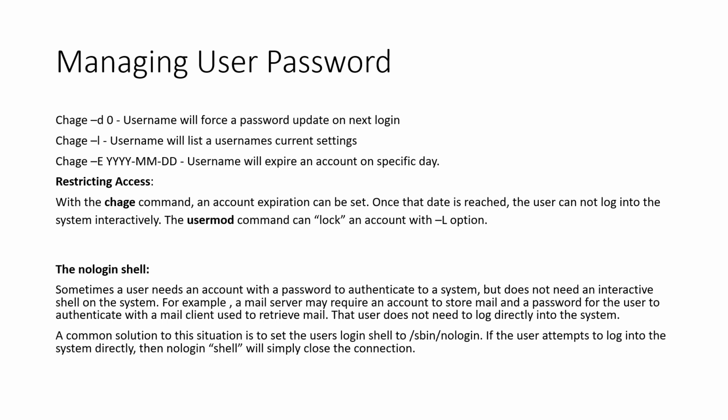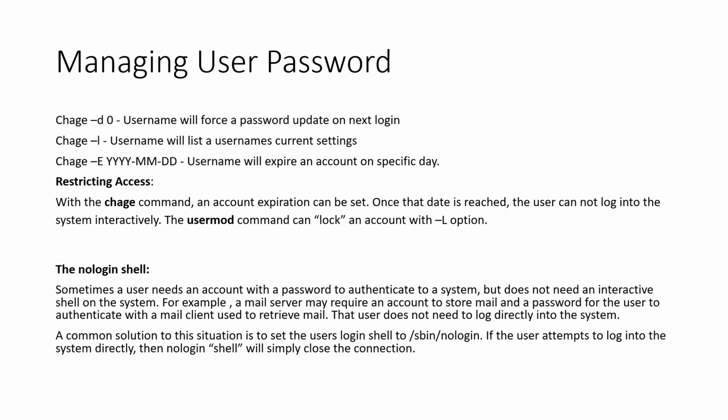chage -d 0 username will force a password update on next login. So if you set the password policy using the chage -d 0 command, it will forcefully ask you to change the password on the first attempt. Okay, chage -l username will list the user's current settings. Using this command, chage -l, you can check the current settings for a particular user.